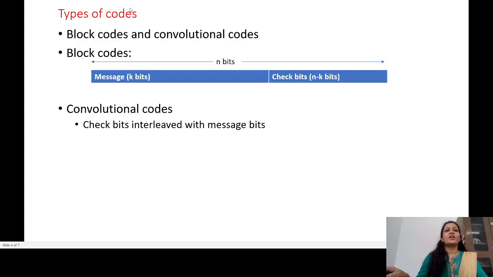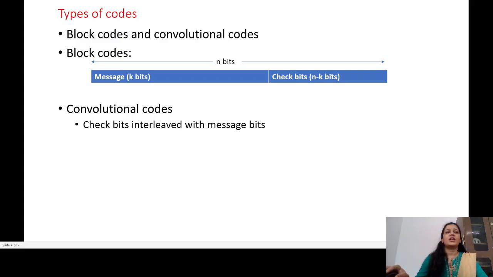Let us consider the different types of codes. Majorly there are two types of codes. One is a block code and the other one is a convolutional code. If I consider a block code, then the block code representation will be somewhat like this. Initially we have a message. We know that each message can be represented with the help of k bits, where k can be 2 if I am using only 2 bits for representing data, or k can be 3 if I am representing a particular message with the help of 3 bits, and so on.